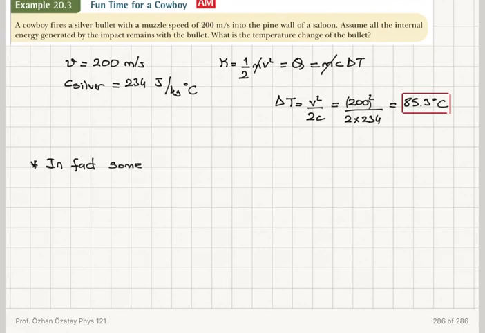Some of this energy would be absorbed by the wall. So it would go to increase in the temperature of the wall as well. So you wouldn't see such a high temperature change in the bullet. So there is an oversimplification here. Assume that all the internal energy generated by the impact remains with the bullet. So this is an oversimplification. So in experiment you would find that the increase in temperature would be a lot less.